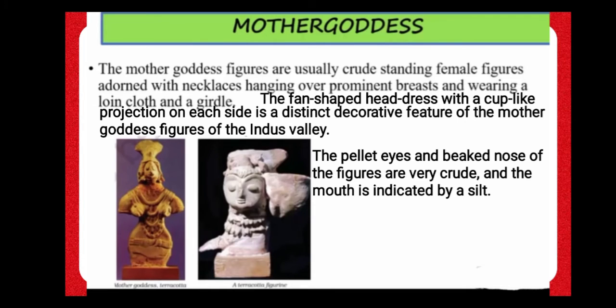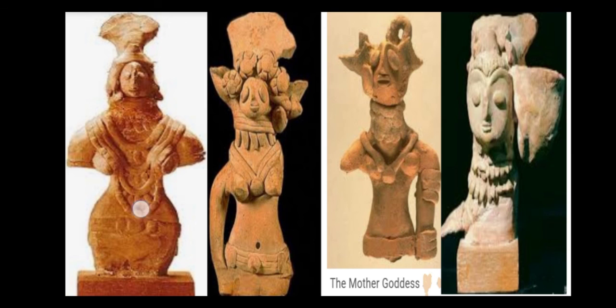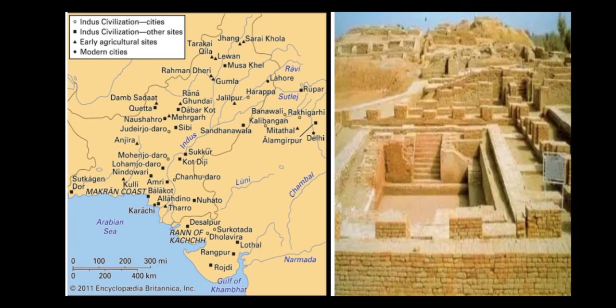Next, it is about the mother goddess. The mother goddess figures are usually crude, standing female figures adorned with necklaces hanging over the prominent breasts, wearing a loin, which is part of the cloth, and a girdle. The fan-shaped headdress with a cup-like projection on its side is a distinct decorative feature of the mother goddess figures of the Indus Valley. The pellet eyes and beaked nose of the figures are very crude, and the mouth is indicated by a slit. So these are the pictures of the mother goddess.